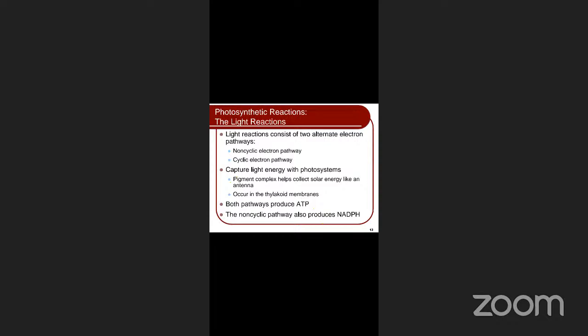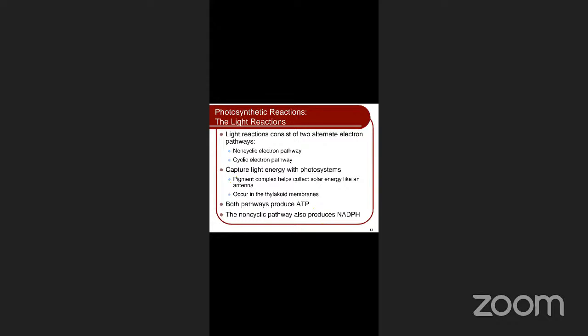Another pair of scientists, Ruben and Kamen, in 1941, using the oxygen-18 isotope, showed that the oxygen evolved during photosynthesis comes from water. Based on this experiment, photosynthesis is regarded as a photochemical reduction of carbon dioxide. So another one is the Emerson enhancement effect.